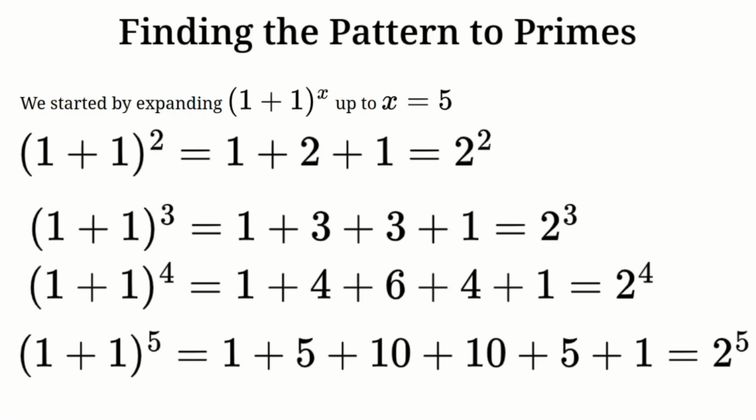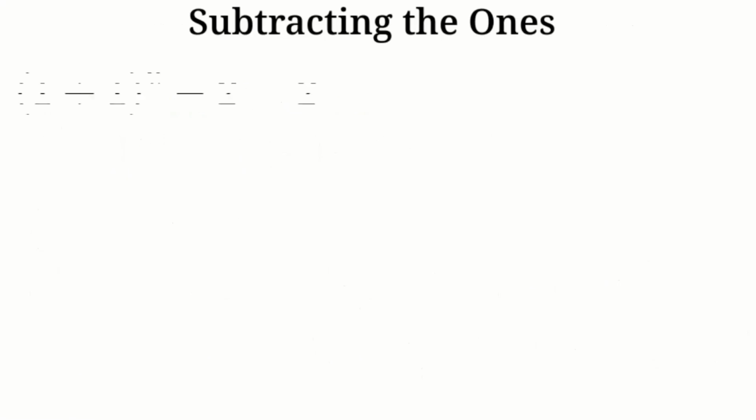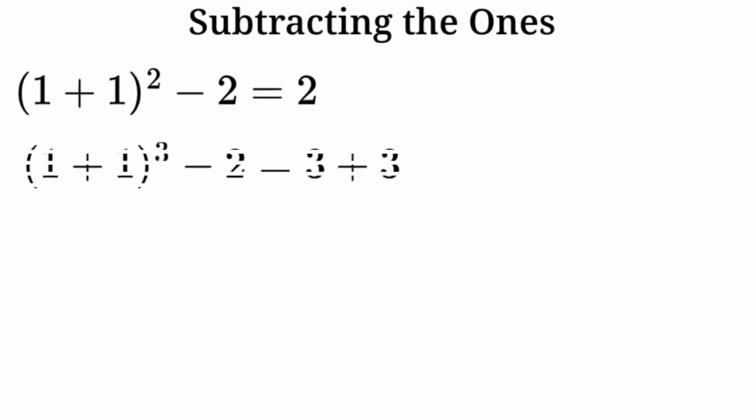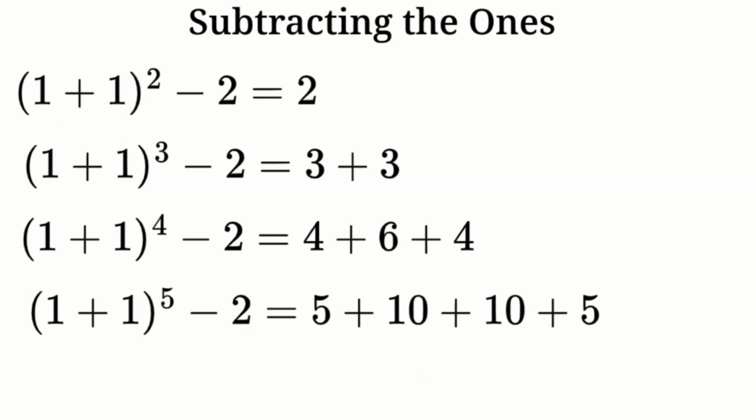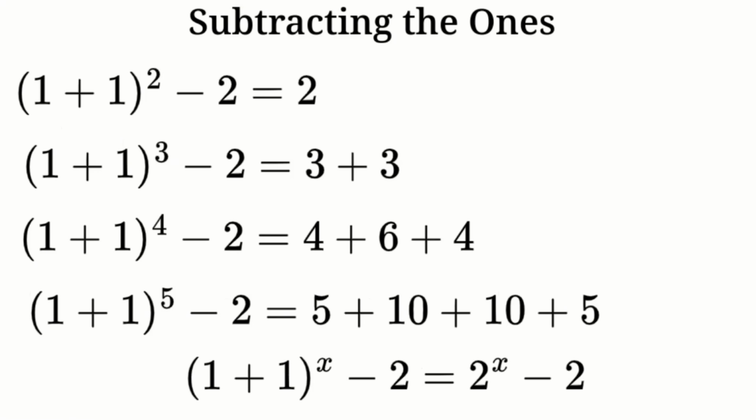We notice that every expansion starts and ends with 1. To get rid of the ones at the beginning and end, we subtracted 2 from each expansion. 1 plus 1 squared minus 2 equals 2. 1 plus 1 cubed minus 2 equals 3 plus 3. 1 plus 1 to the power of 4 minus 2 equals 4 plus 6 plus 4. 1 plus 1 to the power of 5 minus 2 equals 5 plus 10 plus 10 plus 5. This gave us a general pattern. 2 to the power of x minus 2 equals the sum of the remaining terms.